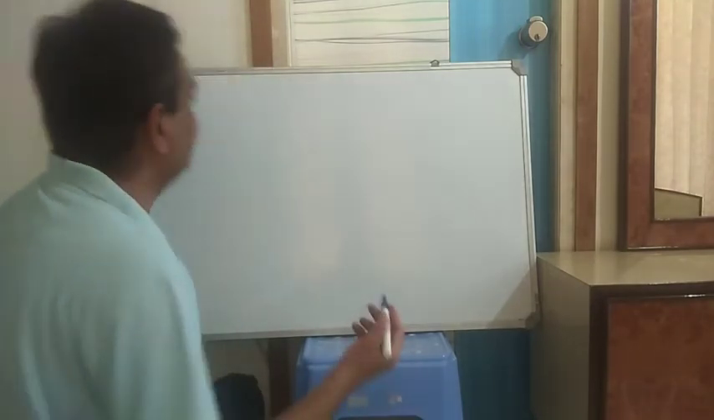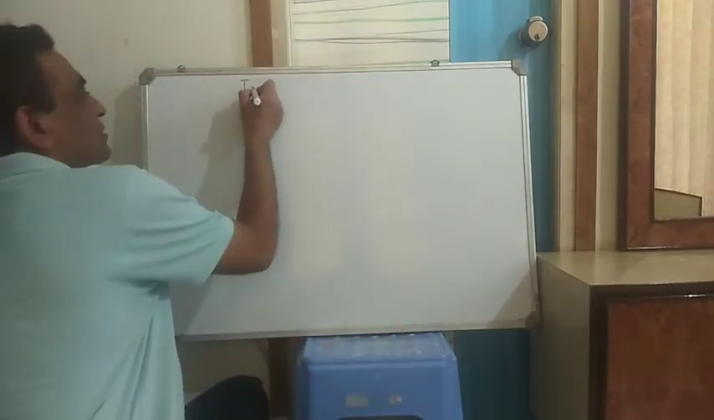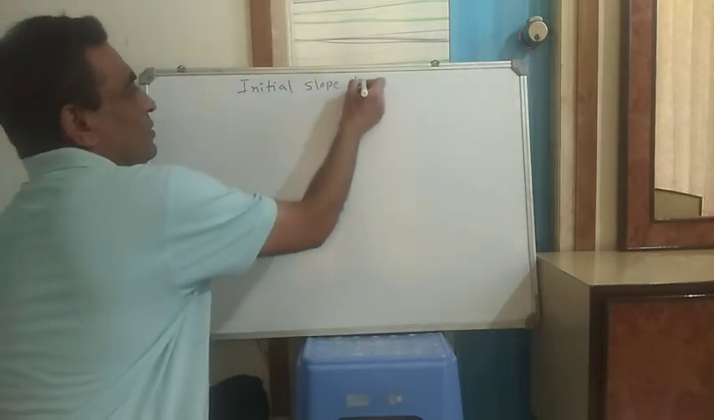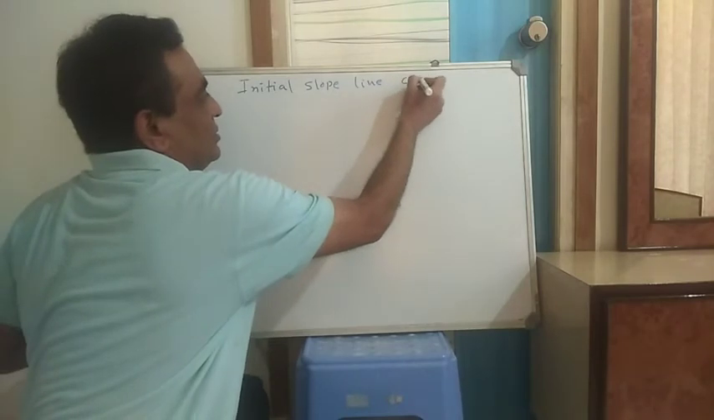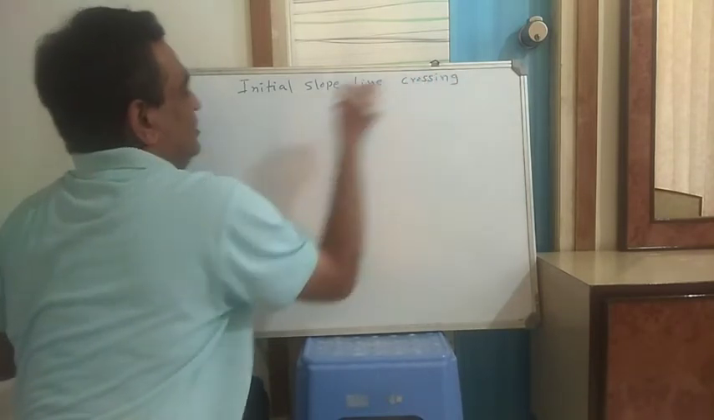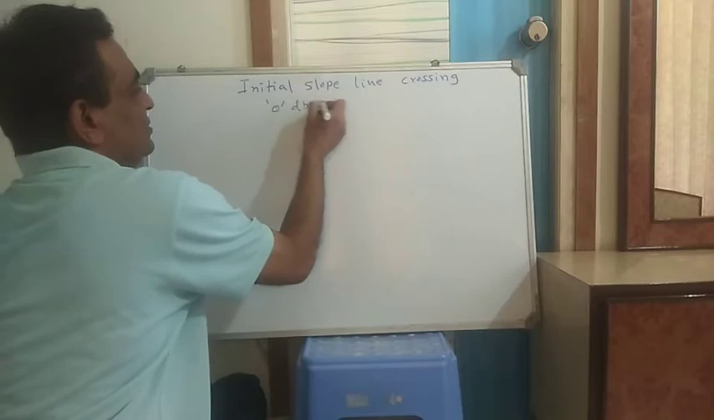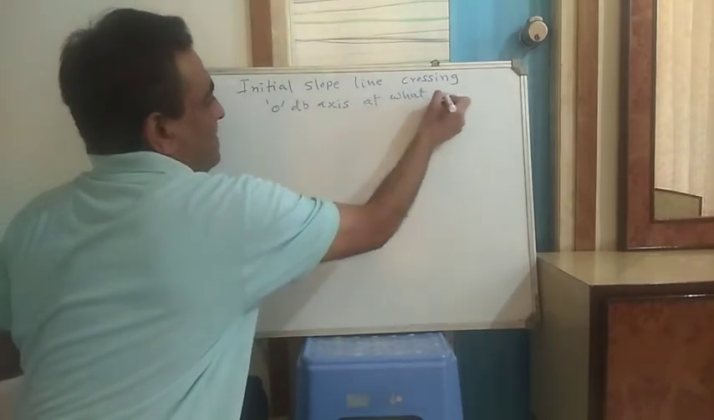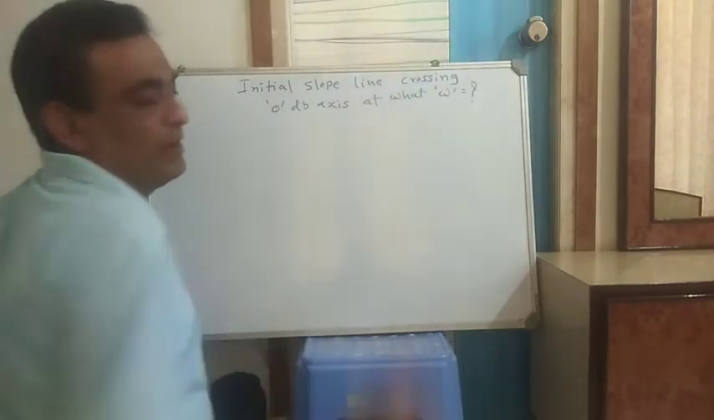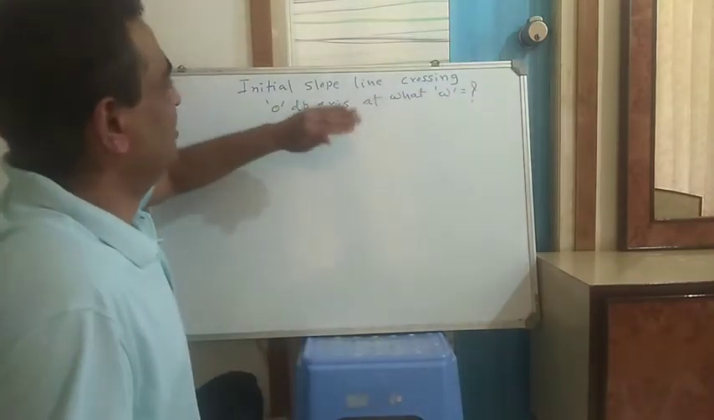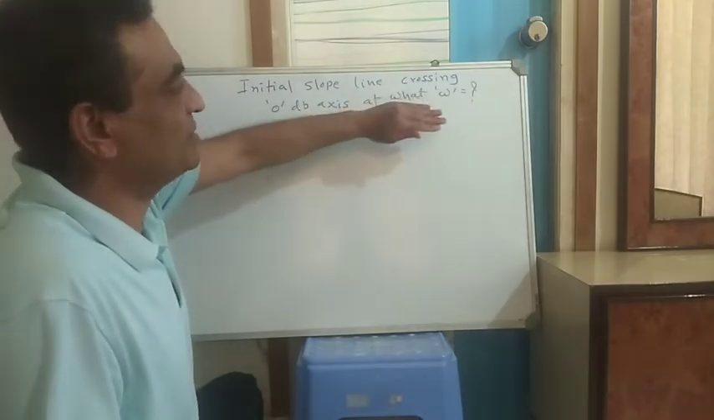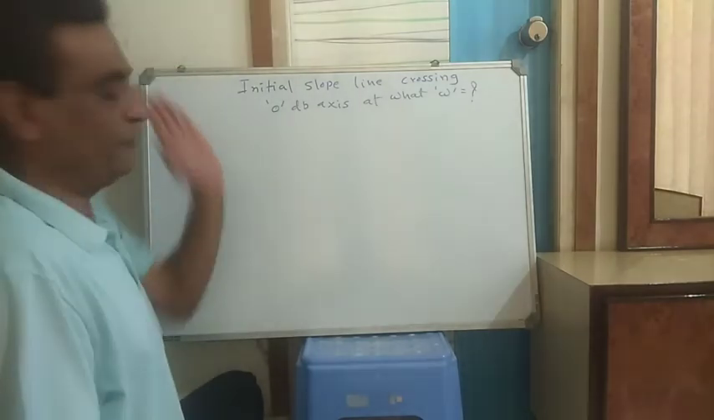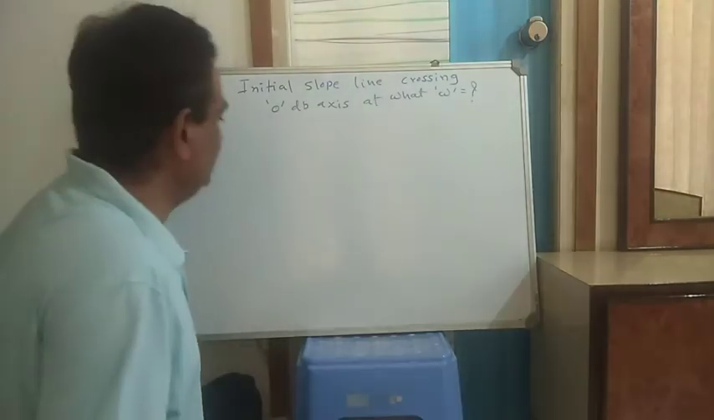So the rule is something like this: initial slope line crossing 0 dB axis at what omega? If I know that the initial slope line is crossing the 0 dB axis at omega equal to something, then I can draw the initial slope line from that point. So for that there is a rule.